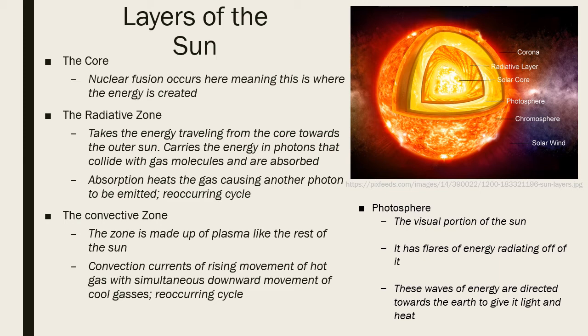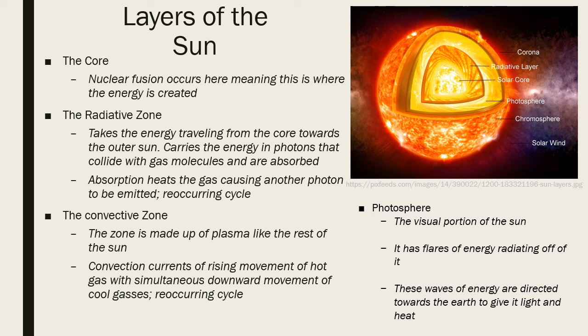This layer takes the energy traveling from the core towards the outer sun. It carries the energy in photons that collide with gas molecules and become absorbed. Absorption heats the gas, causing another photon to be emitted. This is a recurring cycle that happens until the energy is moved up the radiative layer and into the convective layer.